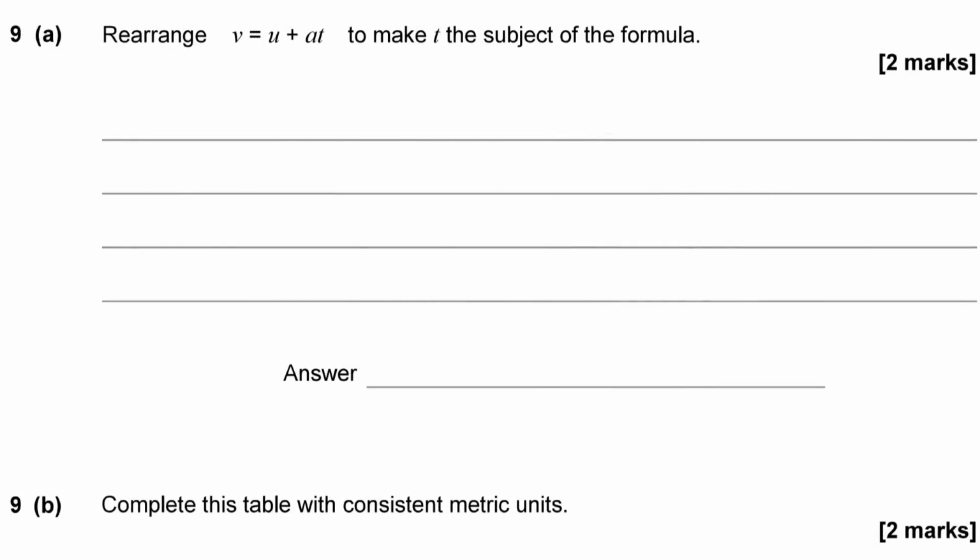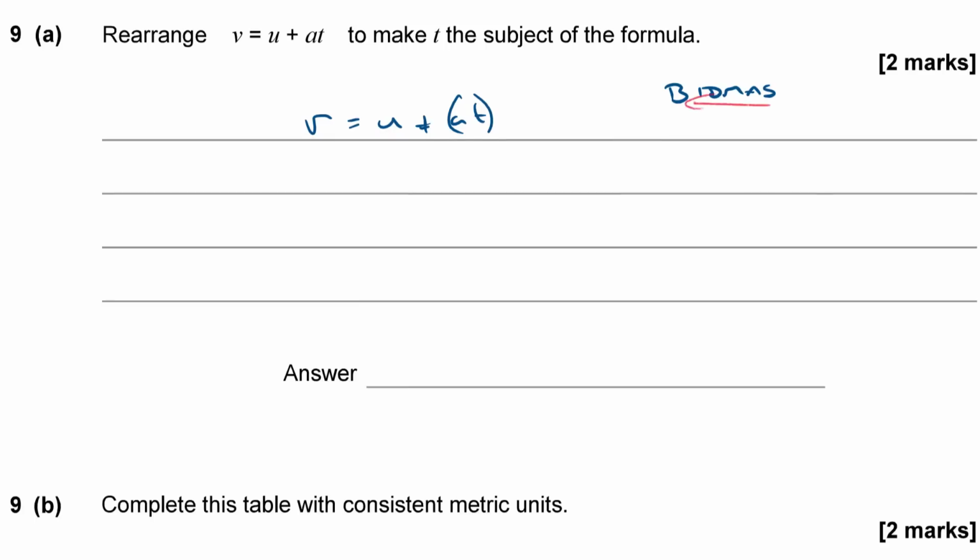Question 9a, rearrange v equals u plus at to make t the subject of the formula. Now, you have to think a little bit about BIDMAS when you're doing these. BIDMAS says brackets, indices, division, multiplication, addition, subtraction first. So if you were working this out, you would first multiply these two together, and then you would add on the u. And then when you're rearranging these, you have to go in the reverse order of what you would do in BIDMAS.